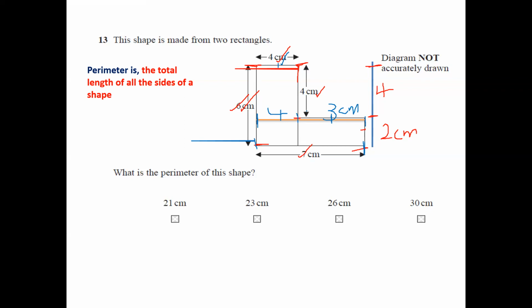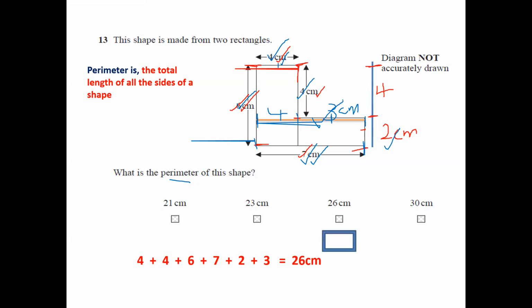So 4 plus 3 is 7. So like that, you can find the length of the missing sides. Then you can calculate the perimeter. So perimeter is the total length of all the sides. So what you have to do is add 4 plus 4 plus 6 plus 7 plus 2 plus 3. The answer is 26 centimeters. Like that, you can get the answer.